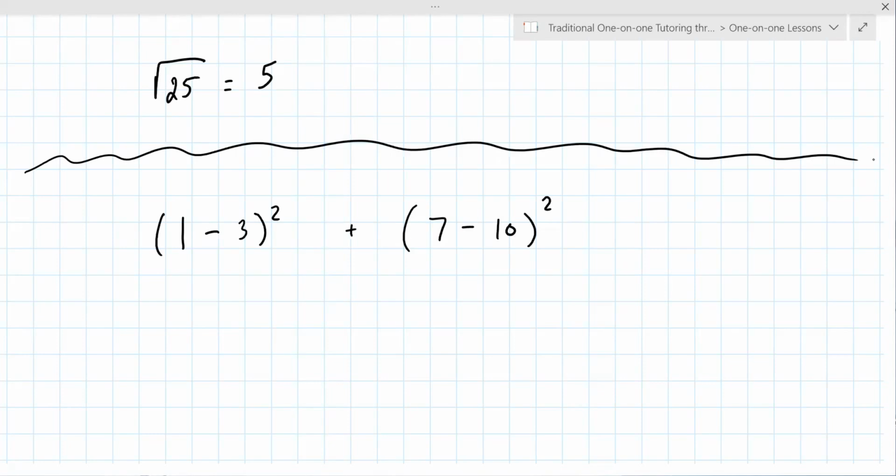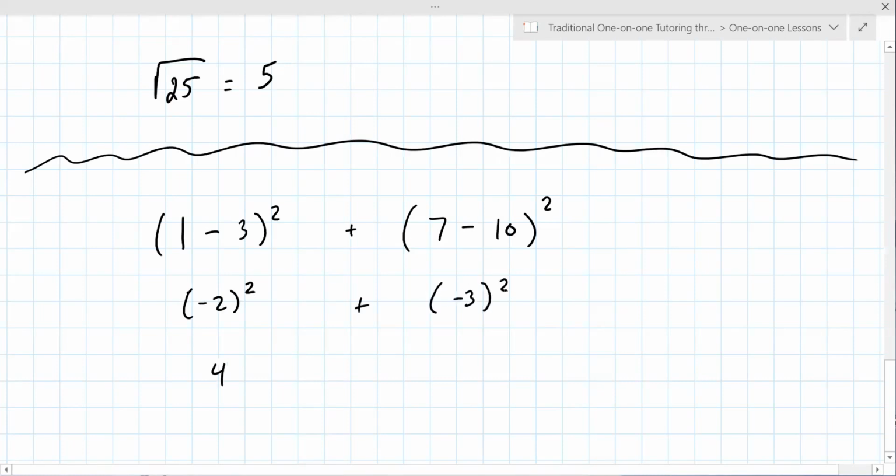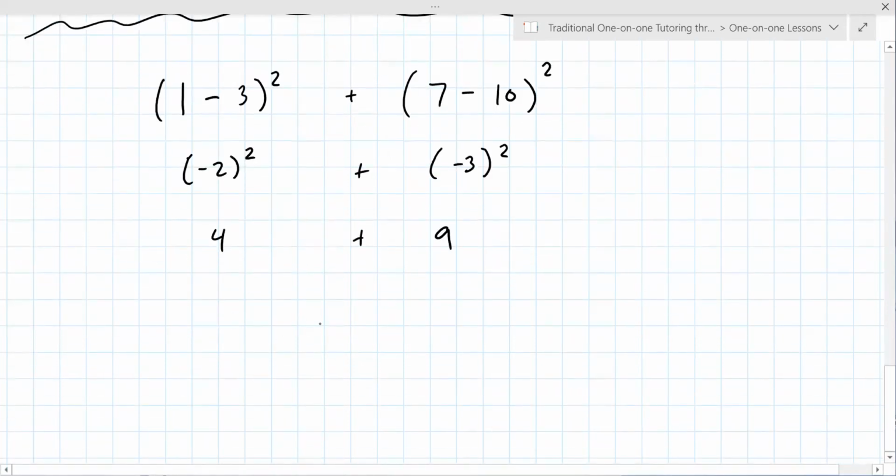Okay. Do you have an answer for me? Yep. 1 minus 3 is -2. -2 squared is 4. And 7 minus 10 is -3. -3 squared is 9. It's 9 plus 4. Sorry about that. That's okay. 9 plus 4, perfect.